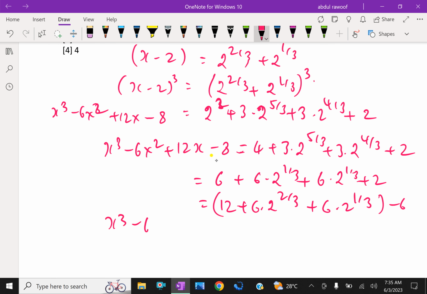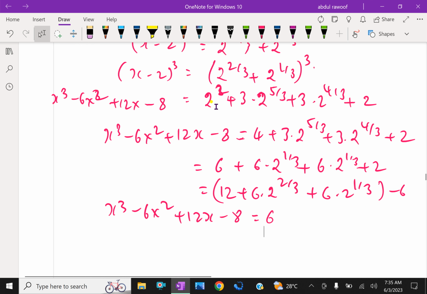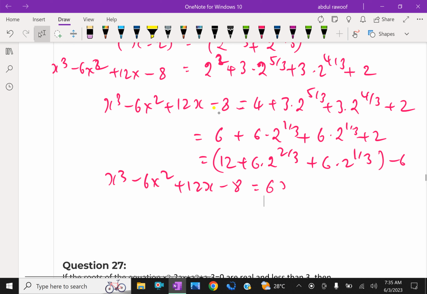Which is further equal: x cube minus 6x square plus 12x minus 8 equals 6x minus 6, because we have the x value as 2 plus 2 power 2 by 3 plus 2 power 1 by 3 and we take out 6 here. Therefore, our equation is x cube minus 6x square plus 12x minus 6x, which is plus 6x, equal to 2, because 8 goes to the other side. 8 minus 6 is 2.